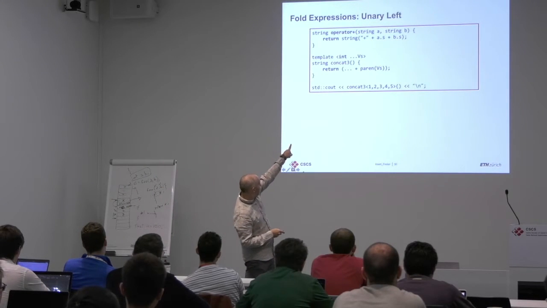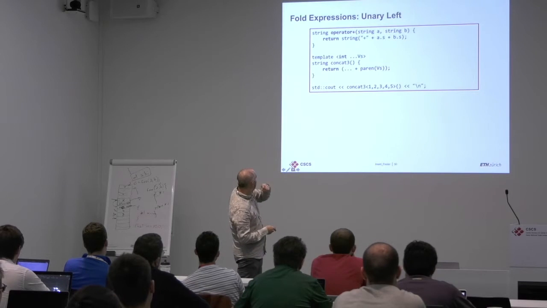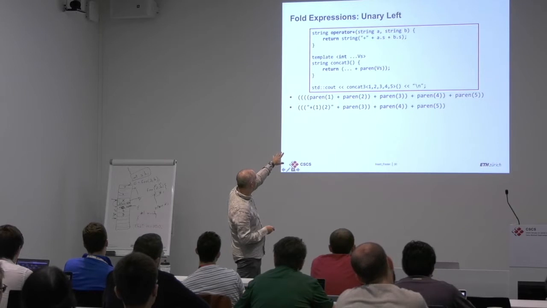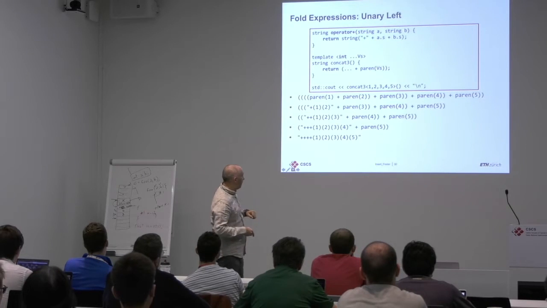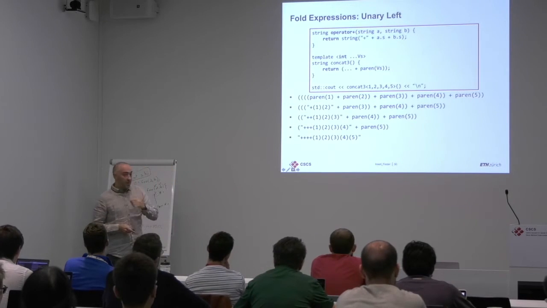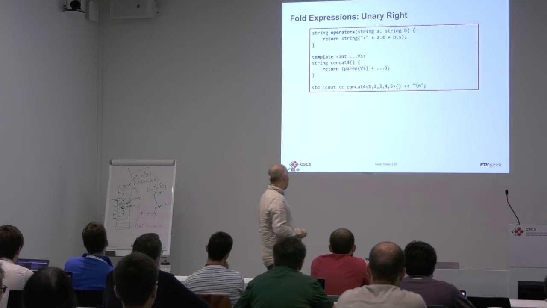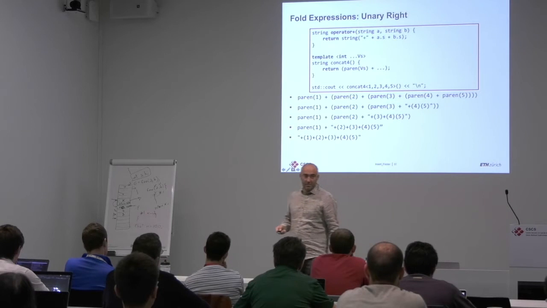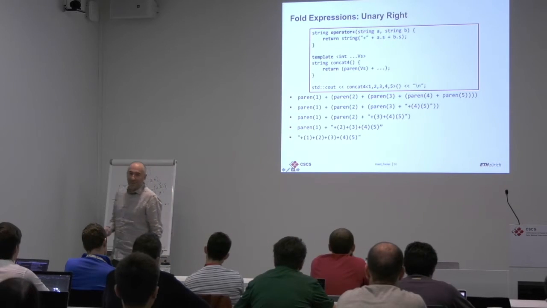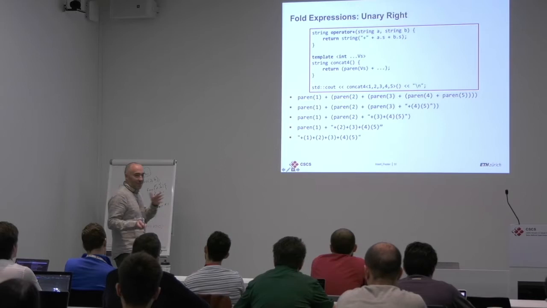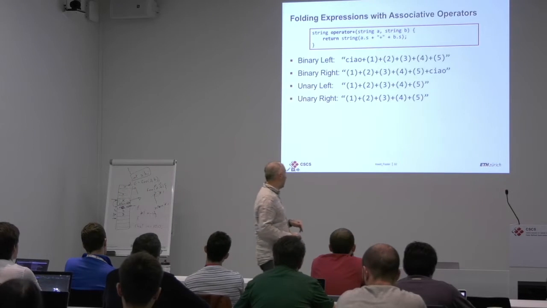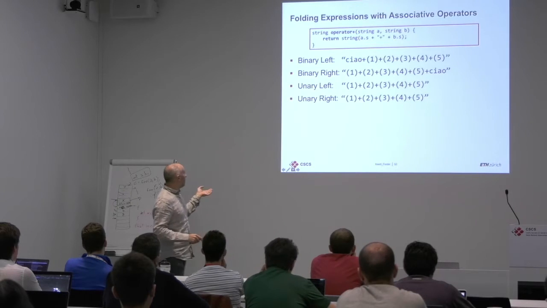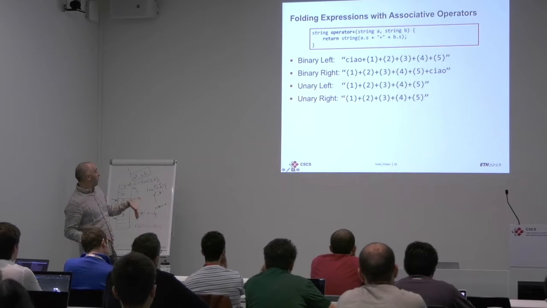Here is the unary version. When I expand, I get this expansion here. It's actually pretty powerful, but it's not easy. You need to really try it out. At least for now, it's not something that I can really use. So you have the binary left, the binary right, the unary left, and the unary right.